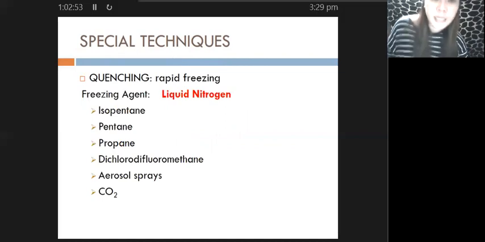Okay, so since there is the need for you to perform rapid freezing, you have to make use of freezing agents. The most common and the most rapid freezing agent that we have in histopath is your liquid nitrogen. Okay, so when do we perform your special techniques? We perform it if, for example, chemical fixation is to be avoided. Why? Because, for example, in the case of your enzymes, chemical fixation may lead to a partial loss of your enzymes. So special techniques are particularly useful for histochemical studies. All right.